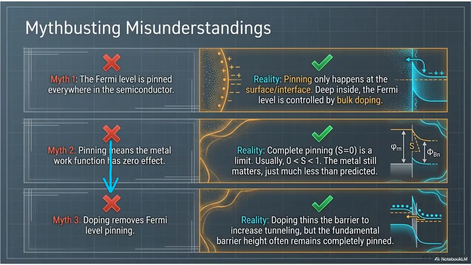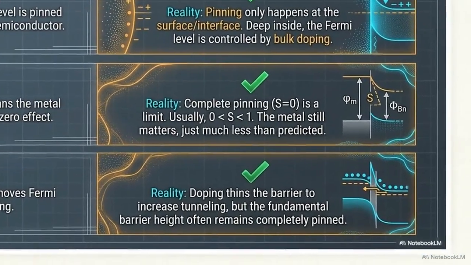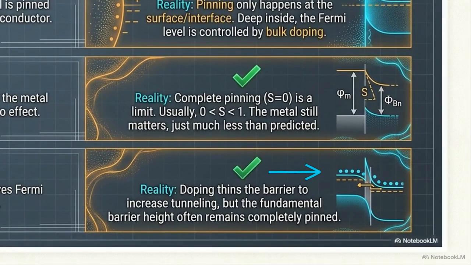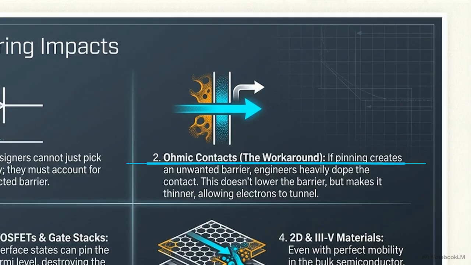This graphic flags a persistent myth. Doping does not remove fundamental Fermi-level pinning. The actual workaround is brute force, blasting the semiconductor with massive amounts of chemical dopants. This heavy doping leaves the vertical pinned barrier intact, but drastically thins the horizontal width. This graphic of an ohmic contact shows how we exploit quantum mechanics. Once the barrier is thin enough, electrons simply tunnel straight through the wall, completely bypassing the pinned height restriction.